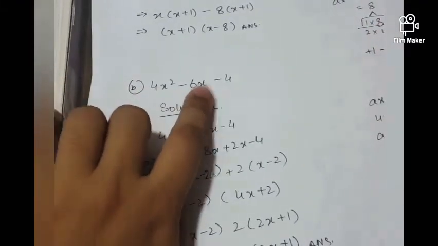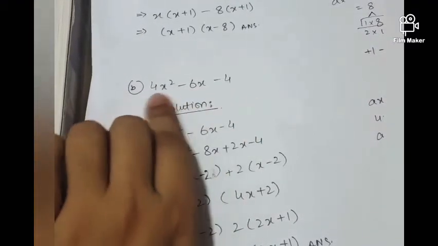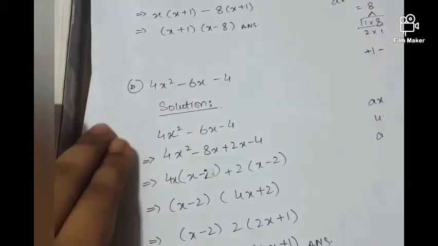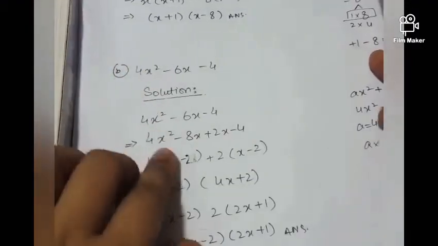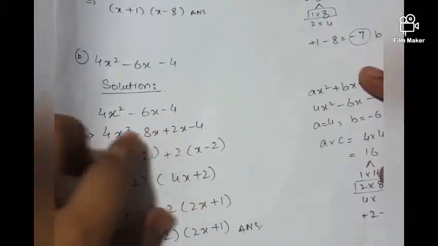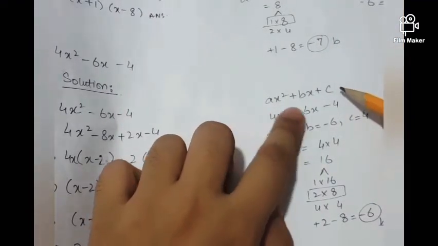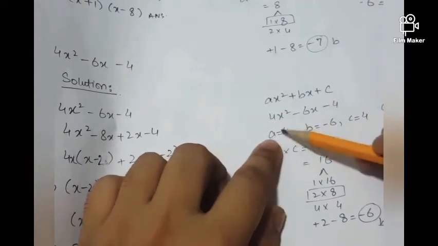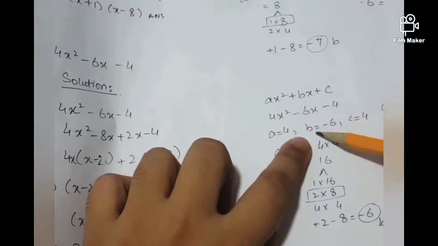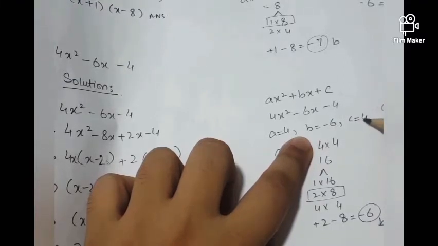Now 4x square minus 6x minus 4. Now here I can see the 2 is common among the terms, but I can also solve it without taking the common. It's another way. Now what I did, 4x square minus 6x minus 4, rewrite the question. Then again the algebraic quadratic expression, ax square plus bx plus c. 4x square minus 6x minus 4. A is our quadratic coefficient, b is equal to minus 6, our linear coefficient, and c is the constant. Now see, I haven't written c with the sign.